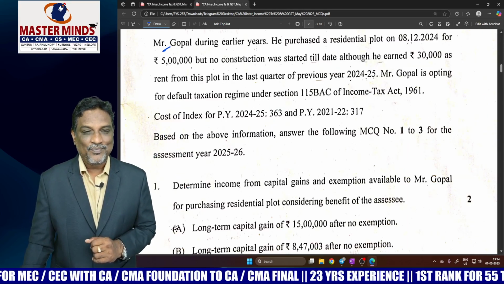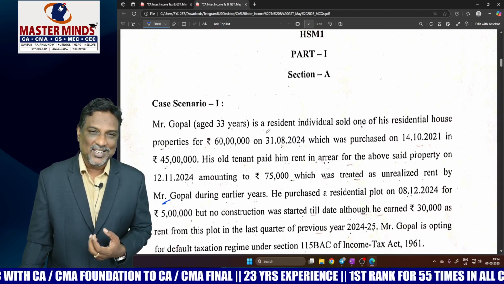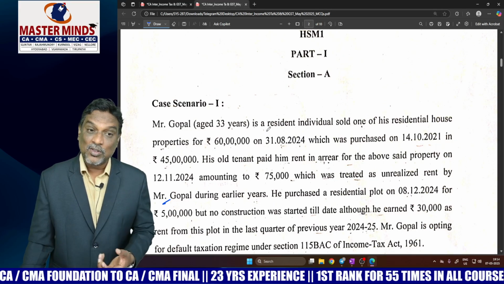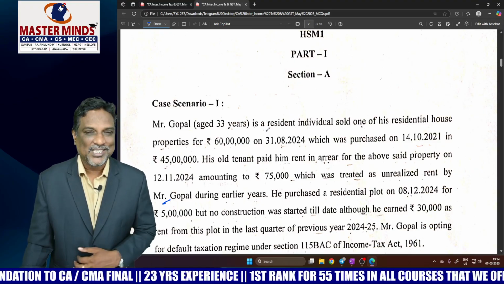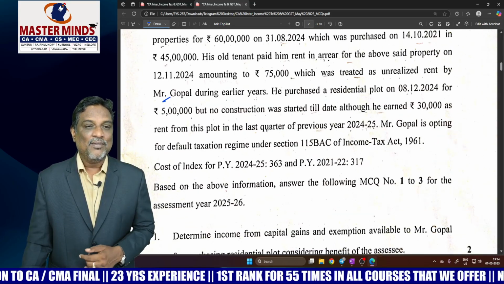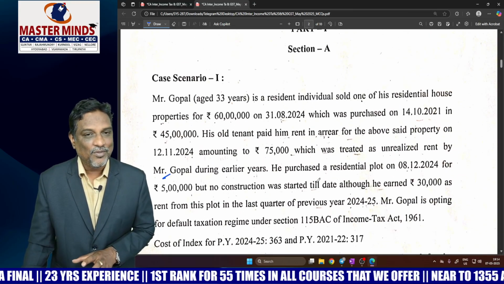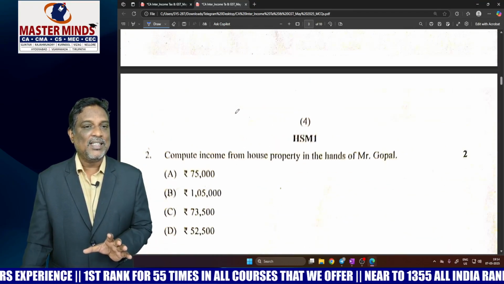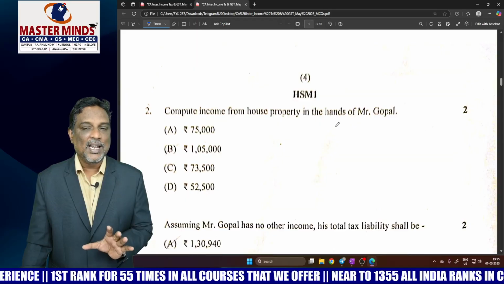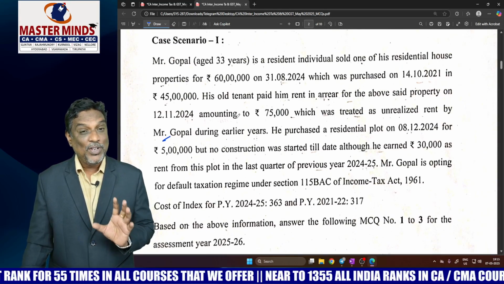the MCQs part. My dear students, generally in every attempt MCQs are too difficult. This time MCQs are also very easy compared to the previous 4-5 attempts. Okay. First of all, this is the scenario question, a case scenario related MCQ. This is the information provided. Based on this information, you have to answer these 3 questions. Each question carries 2 marks, 6 marks total. But then 2 easy problems.